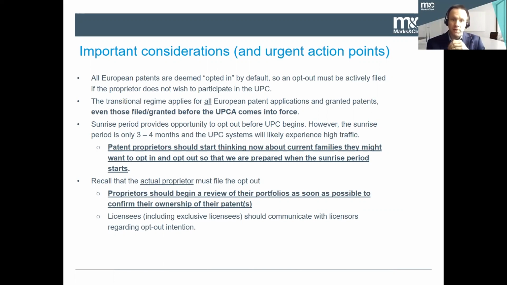There will be the option to bulk opt out many patents in a bulk process, and we are actually building an interface to allow such a bulk opt out should that be of interest.